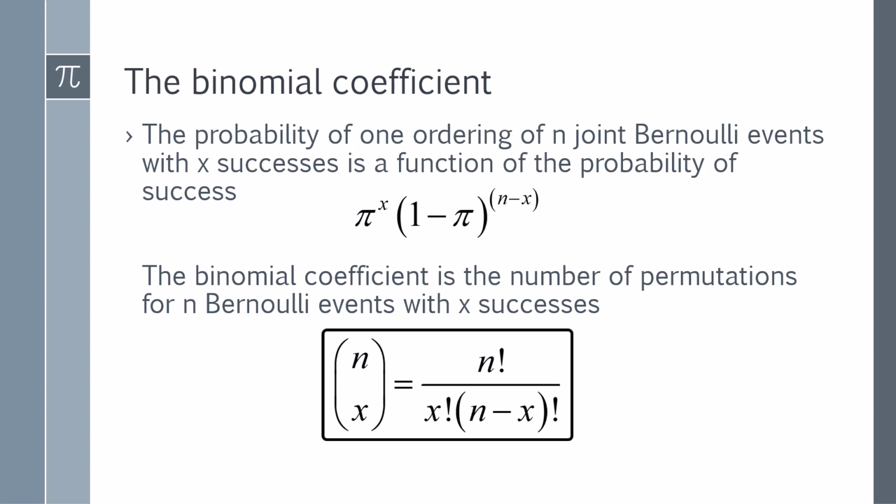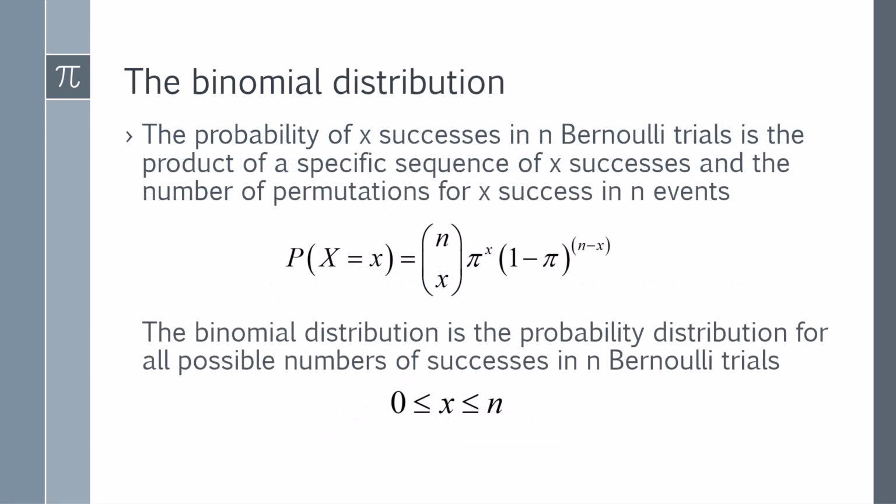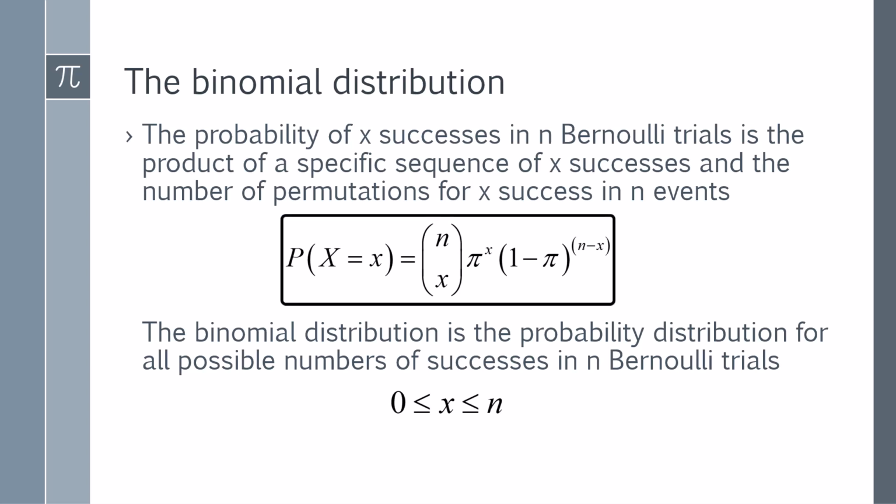That is given by this equation, n factorial, where n is the number of observations, divided by x factorial, where x is the number of successes, times n minus x factorial, where n minus x is the number of failures. Putting that together gives us a binomial probability. That is, we can calculate the probability of observing x successes in n observations if we know pi, the probability of success, and we're going to hypothesize that, by taking the product of the binomial coefficient and the probability of one particular sequence of events.